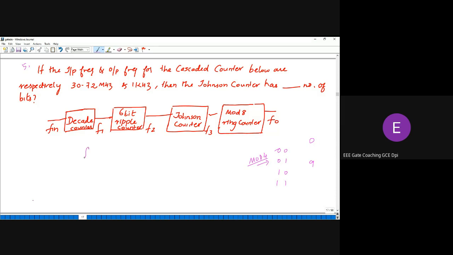So what is F1? F1 is always less than the input frequency. So this is F1, and F1 is nothing but Fin by 10. Correct? So next F2. So what is F2? F2 is obviously F1 divided by 6-bit triple counter. Okay. So what is a 6-bit triple counter?